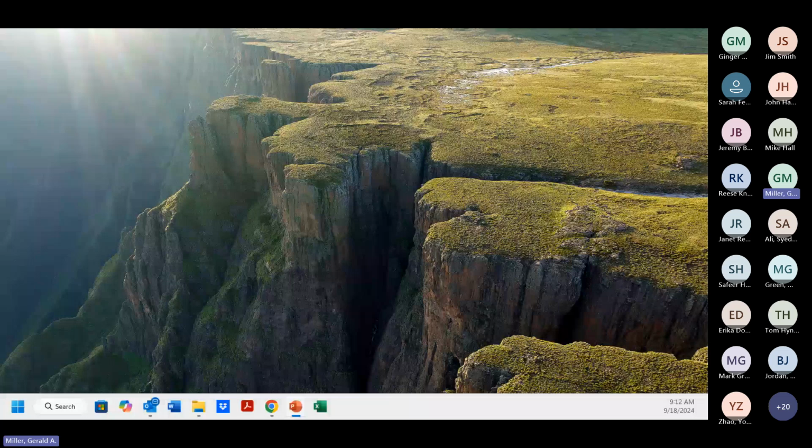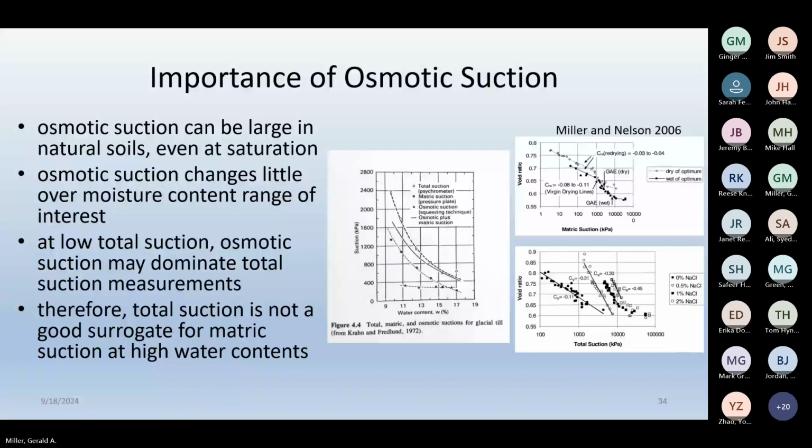Okay, as I mentioned earlier in my presentation, it's important to think about the difference between total and osmotic suction, because really it's the matrix suction that has the greatest effect. It's not that osmotic suction doesn't influence behavior. It's just that its influence is generally not as important as the matrix suction. So often we're interested in looking at the matrix suction. And so if we're making these total suction measurements, we need to think about that.